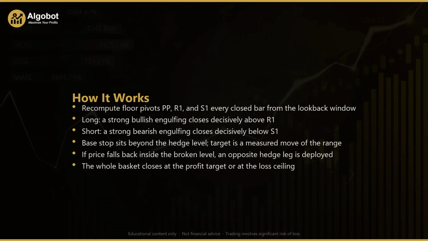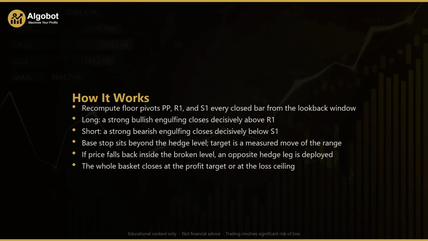While the single base leg is open, the strategy watches price tick by tick. If price travels back inside the broken level, by default a quarter of the range, the breakout is treated as a trap, and an opposite hedge leg is deployed at a heavier size set by the hedge multiple parameter. Now both directions are held, and the counter leg aims to ride the snapback toward the central pivot.